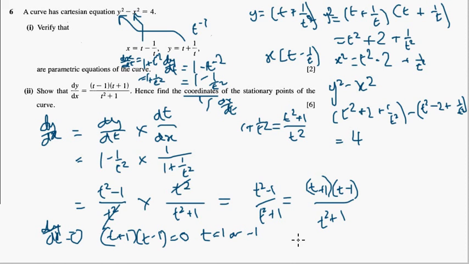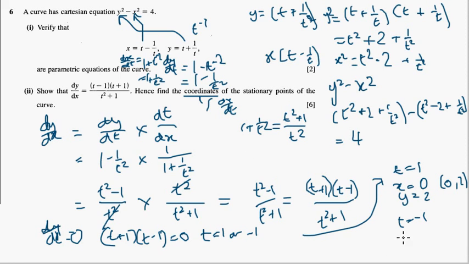When t is 1, we need to work out what x and y are, and that'll be our coordinates. X is going to be 1 minus 1 over 1, which is 0, and y is going to be 1 plus 1 over 1, which is 2, so the coordinate is 0, 2. When t is minus 1, x is going to be minus 1 minus 1 over minus 1, which is still 0, and y is going to be minus 1 plus 1 over minus 1, which is minus 2. And that is the answer.